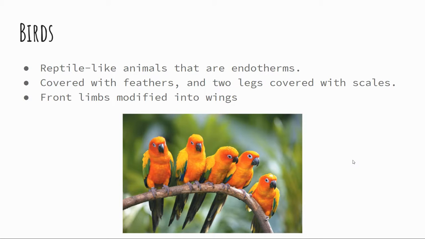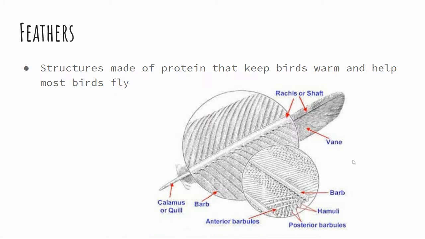We'll start off with birds, and birds are reptile-like animals that are endotherms, where reptiles, remember, were ectotherms. Birds are covered with feathers, and they have two legs covered with scales. Their front limbs have been modified into wings. Feathers are structures that are made of proteins that keep birds warm and help most birds fly.